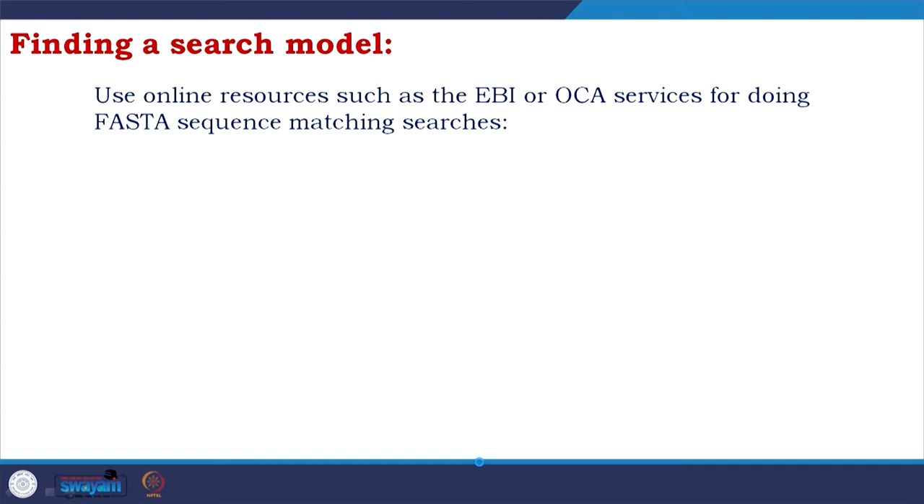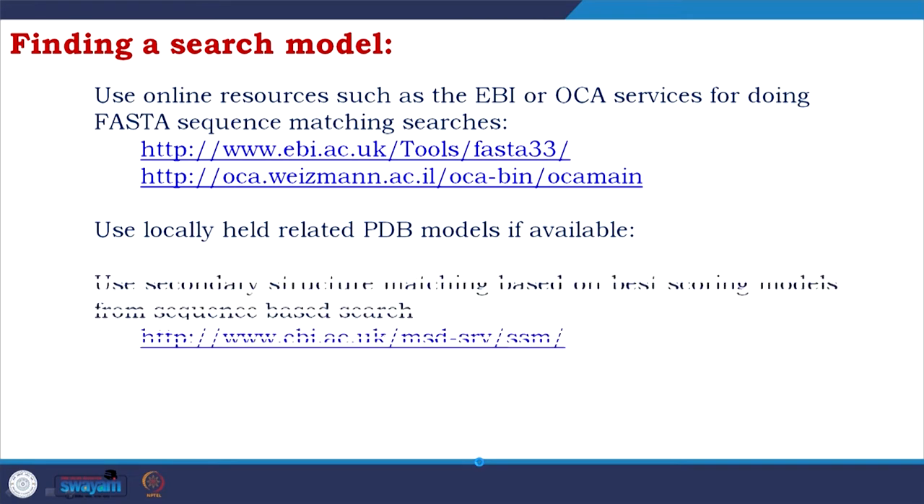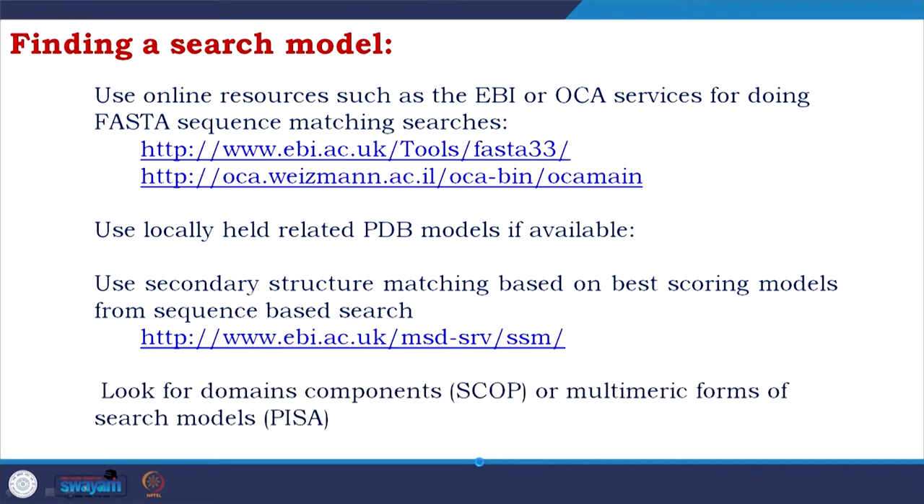So, first we have to find a search model. There are online resources such as the EBI or OCA services for doing faster sequence matching searches. I have given the link. You could also use locally held related PDB models if available. Suppose you already solved one of your structures and you are making mutants, so you could use the local PDB to do that. You could also perform secondary structure matching based on best scoring models from sequence based search. Again, I have given the link. You could look for domain components from SCOP or multimeric forms of the search models from PISA.